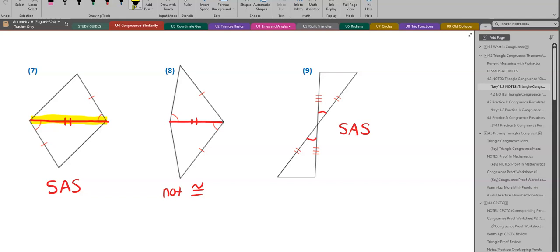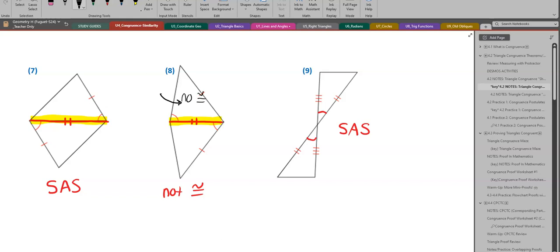Now, this next one we need to be extremely careful with, because number 8, they do have a side in common. That's going to be this one right here, and that is the reflexive property once again. Now, if I looked at this top triangle, you'll see that I have an angle that's not between the two sides. So we would say angle, side, side, and that's not going to work. If you remember, side, side, angle or angle, side, side does not work. So this is not congruent.